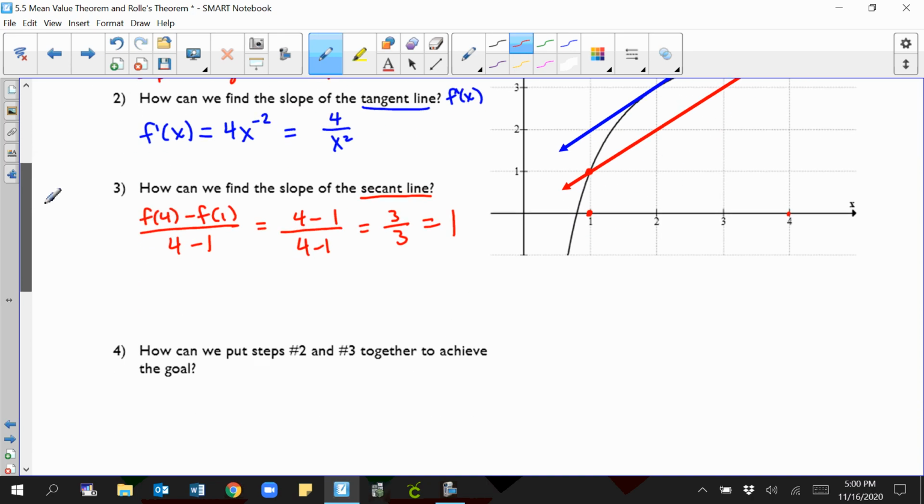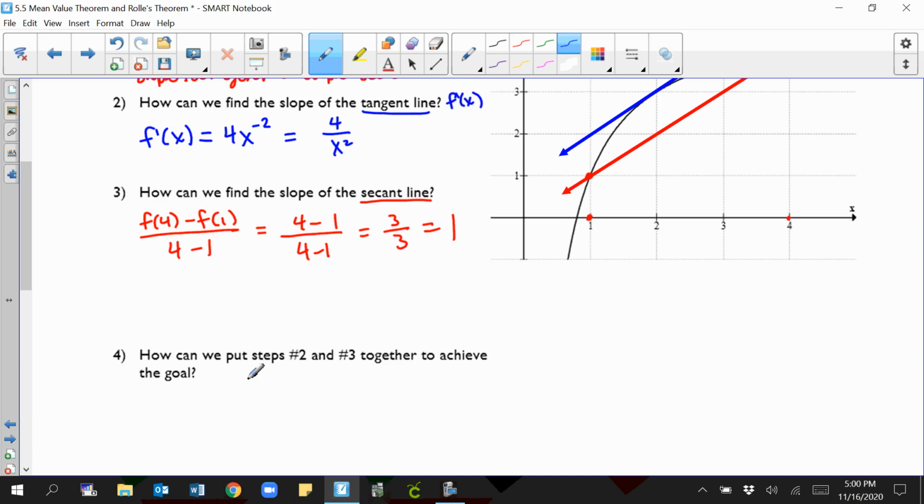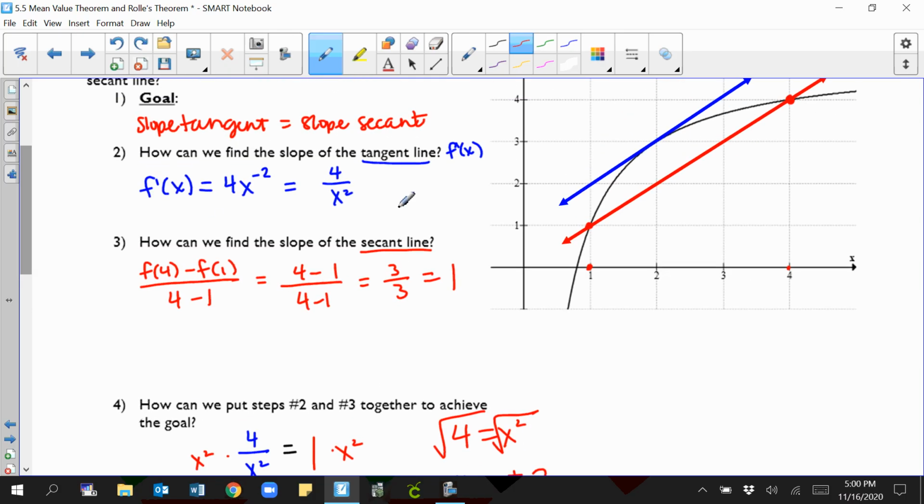So once again, I'm going to set those two parts equal to each other and see what happens. So 4 over x squared has to equal that 1. Oh, wrong color. Our secant line was in red, so 1. So I'm going to multiply both sides by x squared, so 4 is equal to x squared, and take the square root of both, so x is equal to plus or minus 2, and that matches right here at our point 2, 3 is where we had that tangent line sketched in.